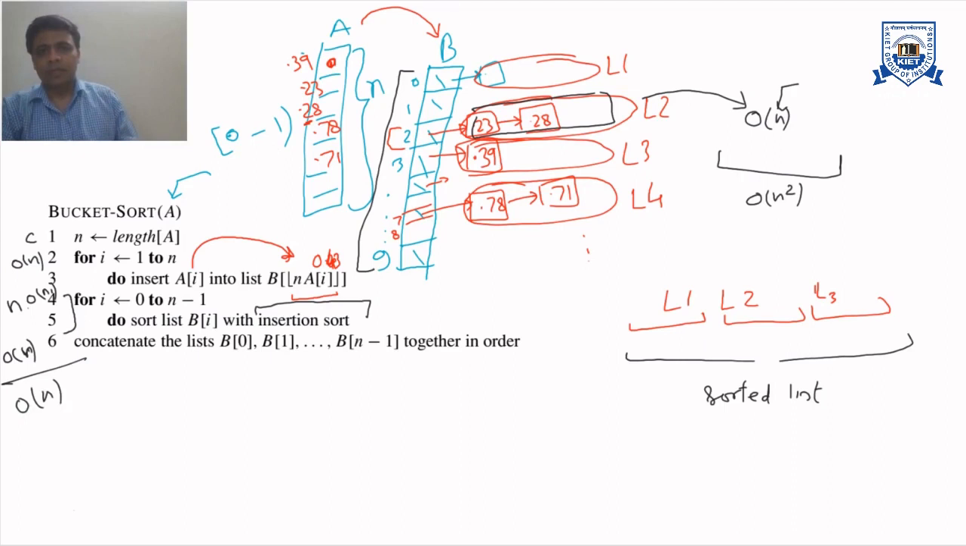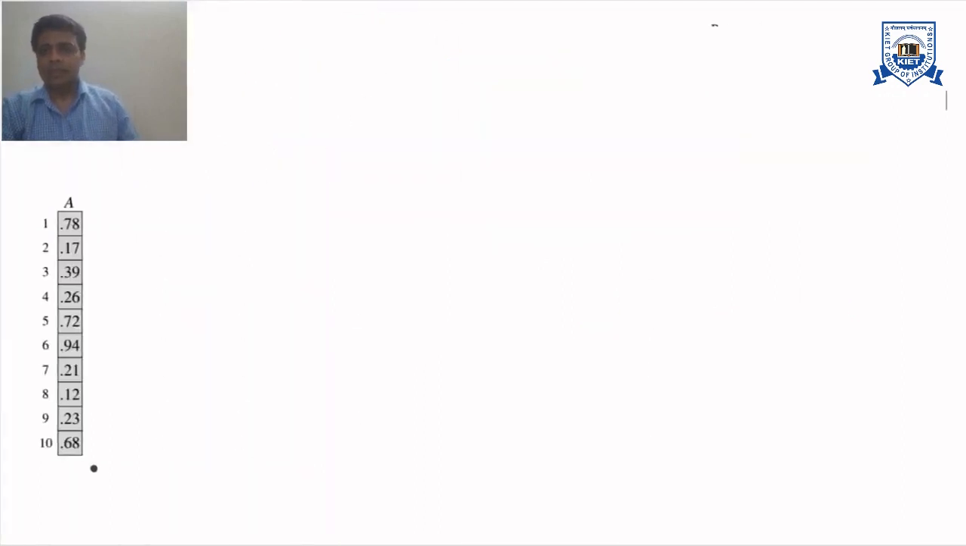Let's see through an example. Suppose this data is given. So there are 10 data. The size of B would again be 10, and the indexes would be from 0 to 9.